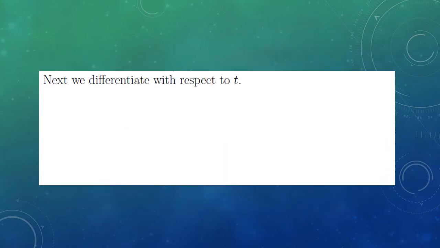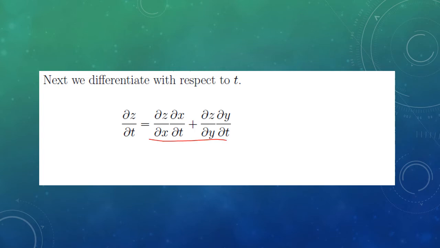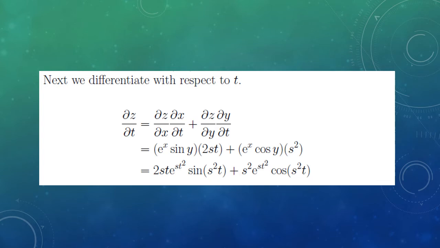When we do this with respect to t now, we notice that partial z, partial t follows this formula, which we can then actually compute. So we do partial z, partial x, multiplied by now partial x, partial t, and so on. And then we plug everything in to get here.